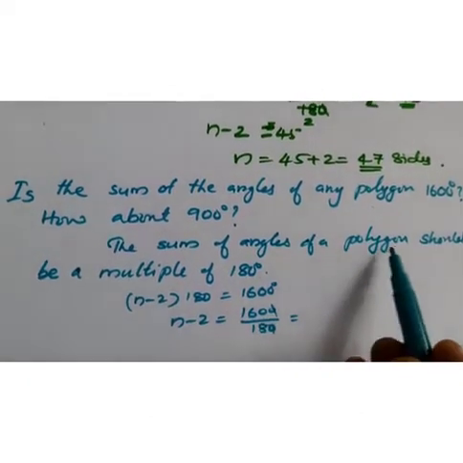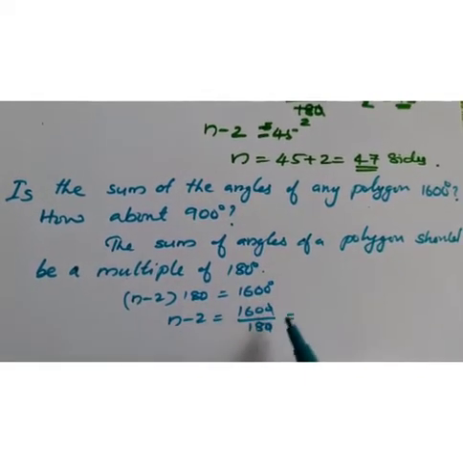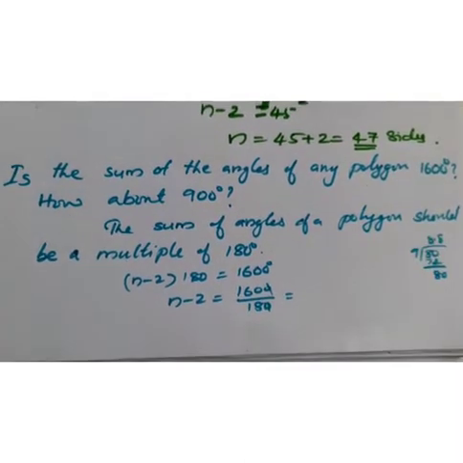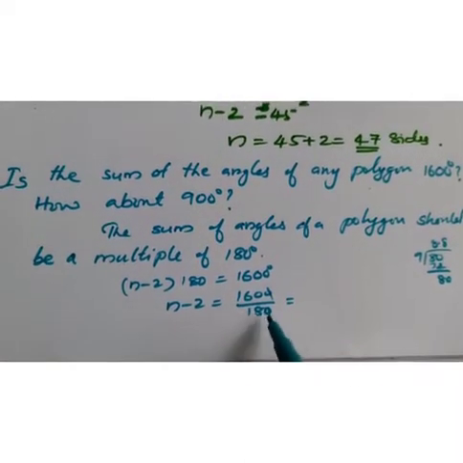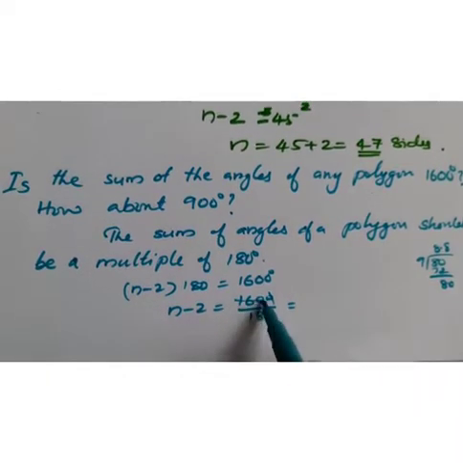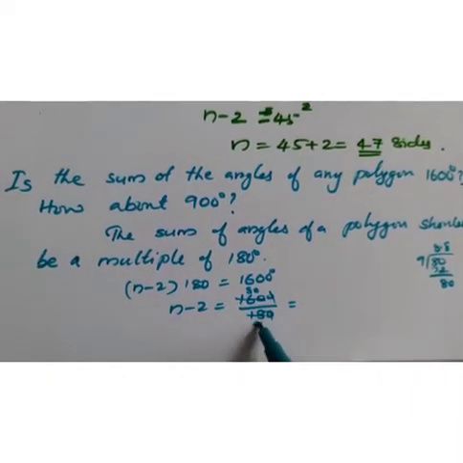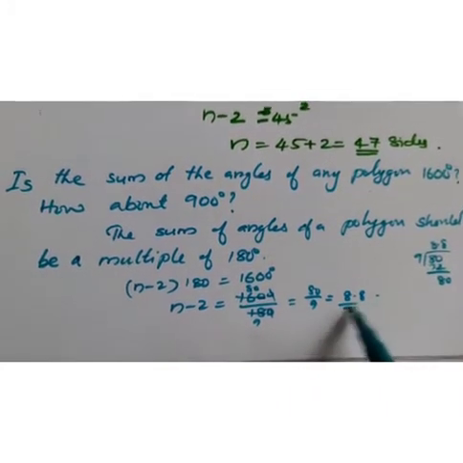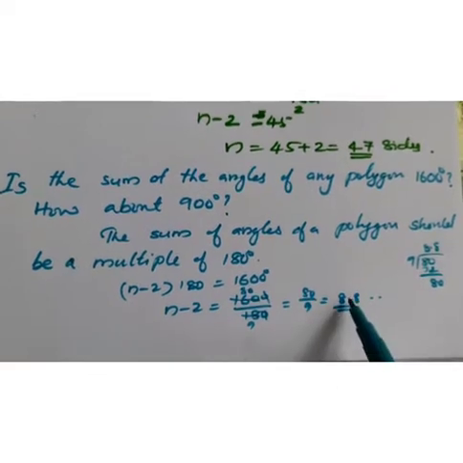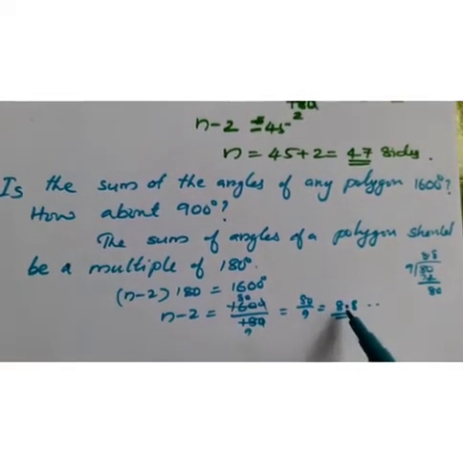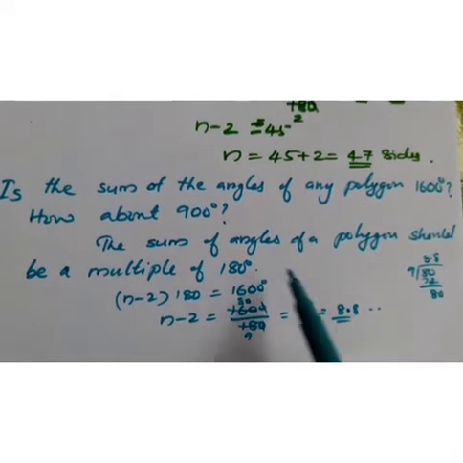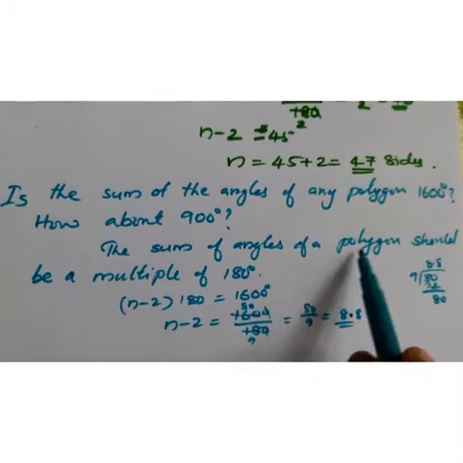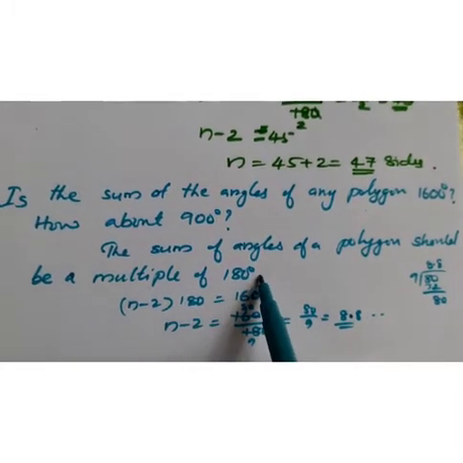The sum of angles of a polygon should be a multiple of 180. Here it is not a multiple of 180. So divide 160 by 18. This we can write as 80 by 9. The answer we are getting is 8.8 something. So it is not a whole number. It is a decimal number. So it is not possible to get this answer. So remember this: the sum of angles of a polygon should always be a multiple of 180.